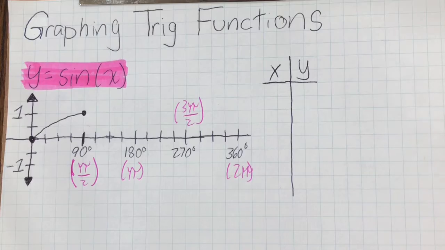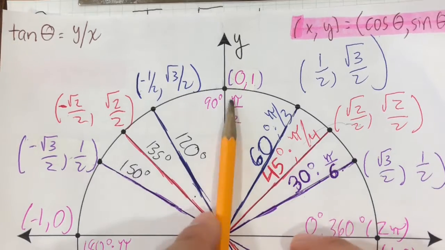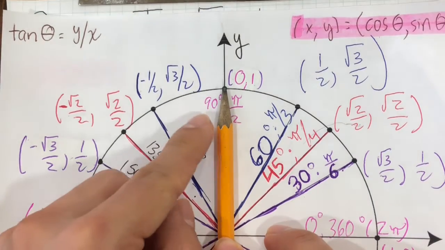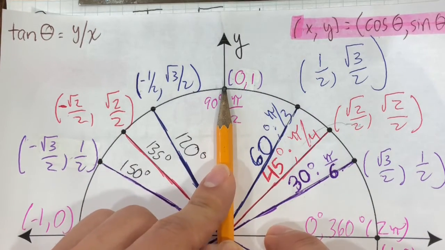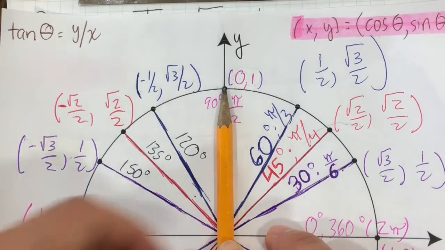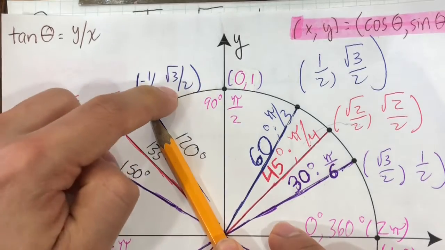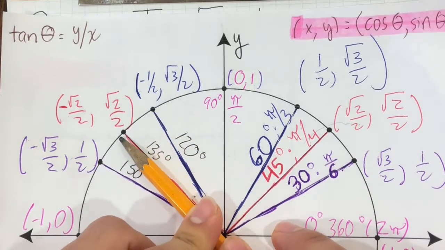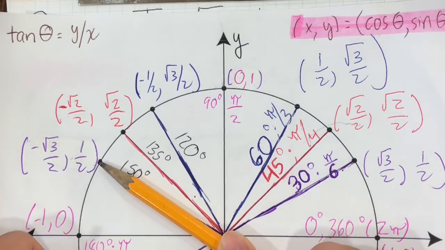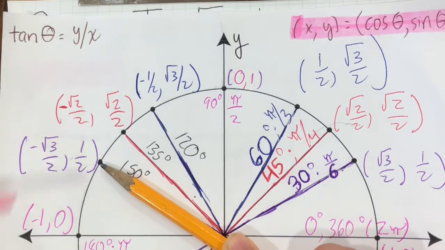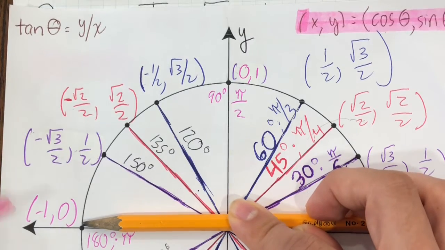So I'm going to go back to the unit circle. All right? So now we're going to go from 90 to 180 degrees. All right? So we have 90, and if you recall, sine of 90 is 1. So now I'm going to continue rotating counterclockwise. So we're at 120. Sine of 120 is root 3 over 2. Then we have 135. Sine of 135 is root 2 over 2. Then we have sine of 150. Sine of 150 is a half. And then we're at 180. And sine of 180 is 0.